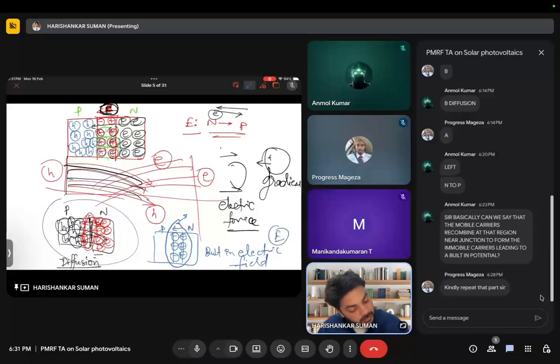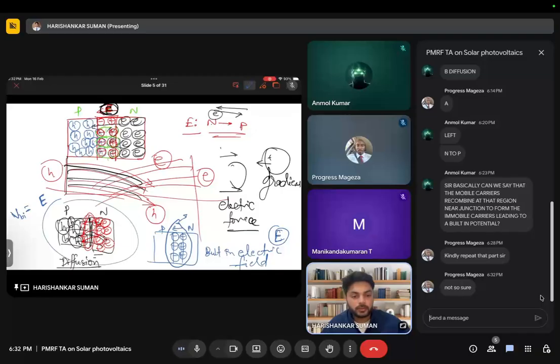And this electric field is also responsible for the built-in potential, VBI. What will be the formula in terms of electric field? Do you know the formula relating potential and electric field? Please remember small things.